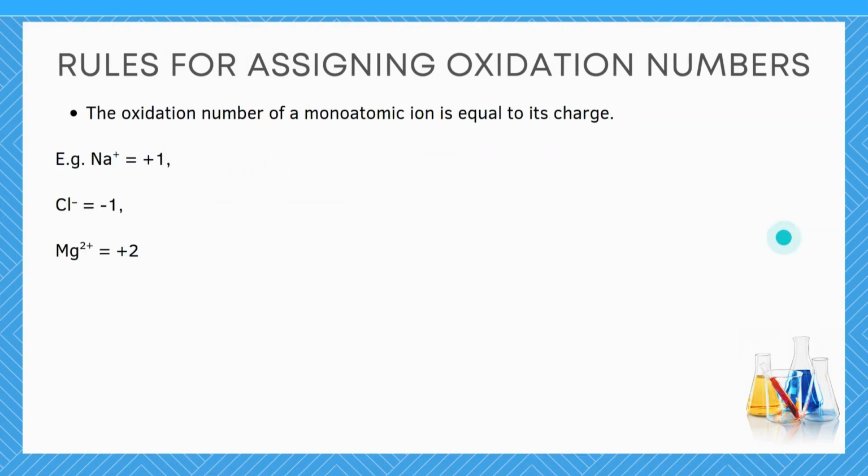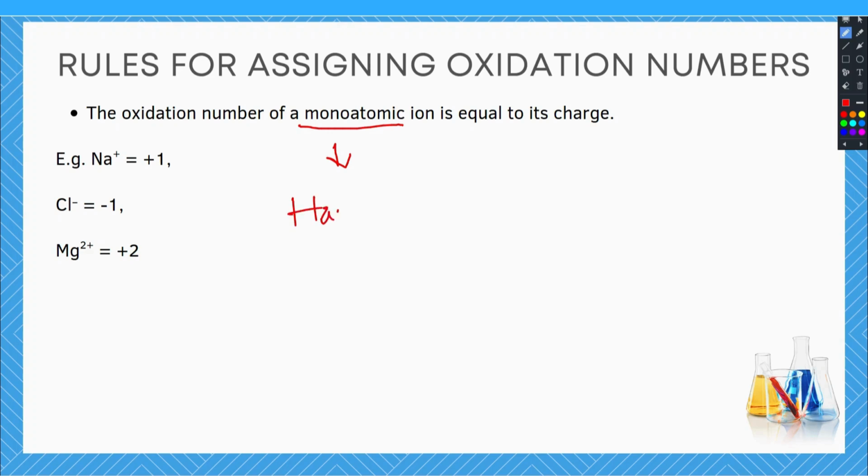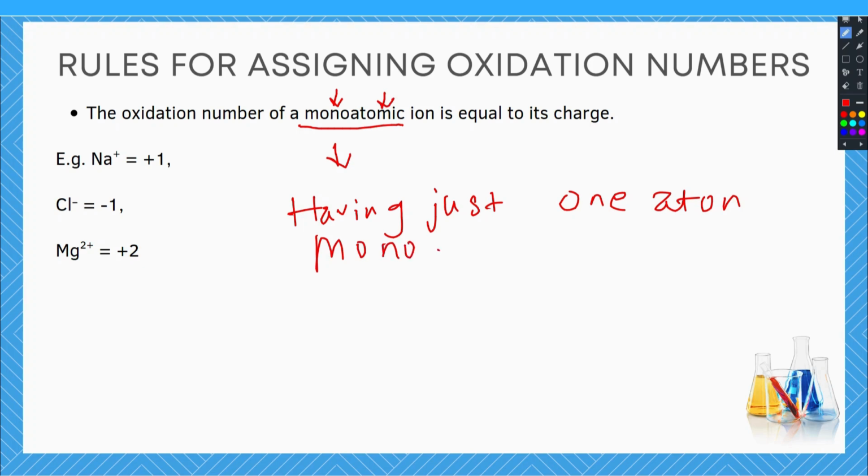Now, what is the next rule for assigning oxidation numbers? The oxidation number of a monoatomic ion is equal to its charge. Don't get confused. This word monoatomic simply means having just one atom. Monoatomic has two parts, mono and atomic. Mono means one, and atomic stands for atom. So whenever you have an ion that is monoatomic, its oxidation number is equal to its charge.